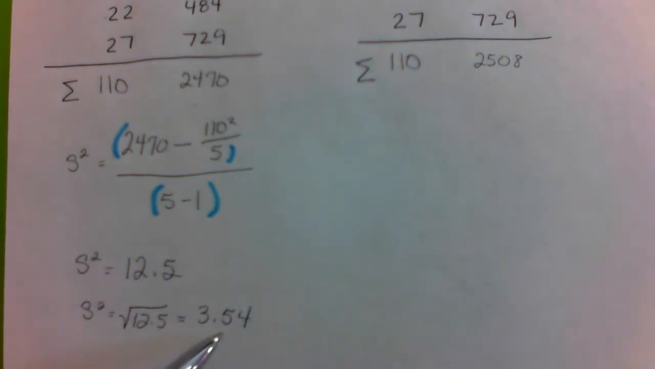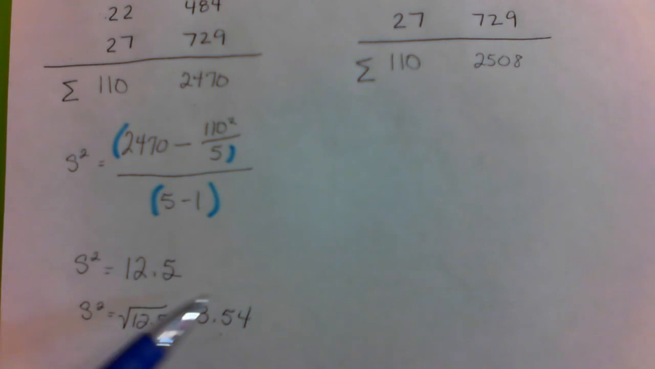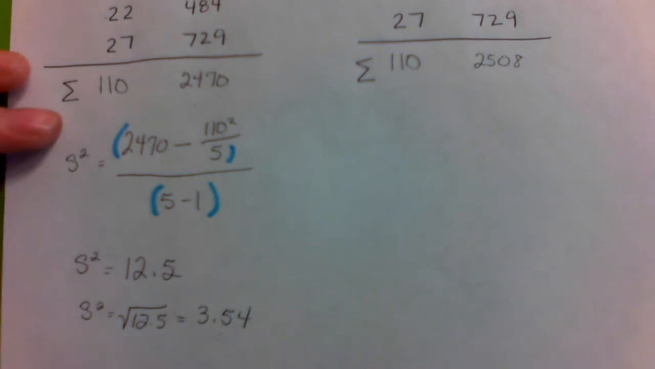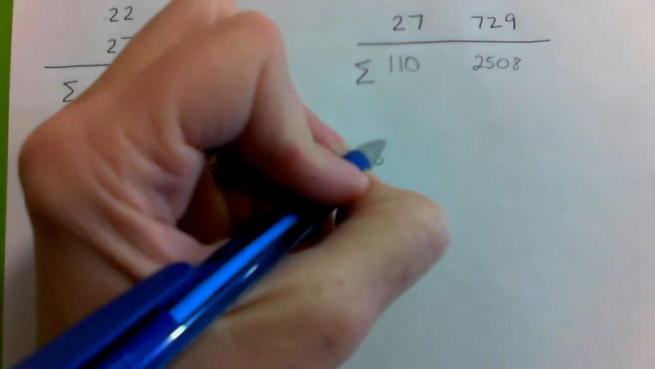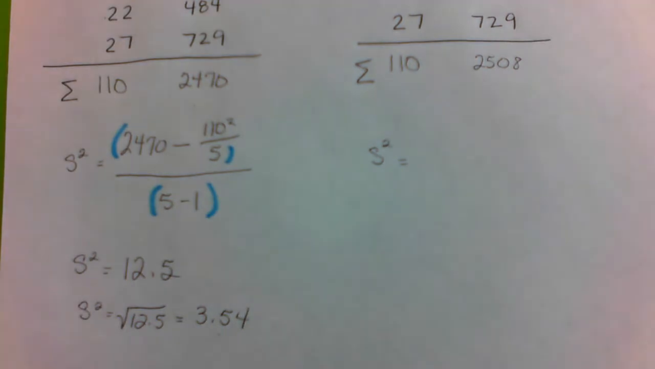Now, this is how your set of data falls in relationship with the mean. So the mean was 22 ounces, so it's 3.54 ounces up or down from the mean of 22. All right, so let's compare that to the sample variance of supplier 2.